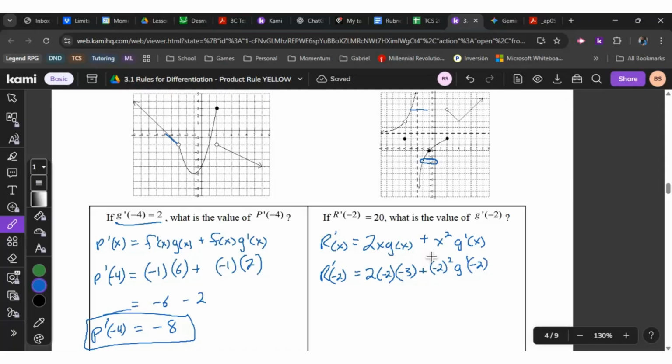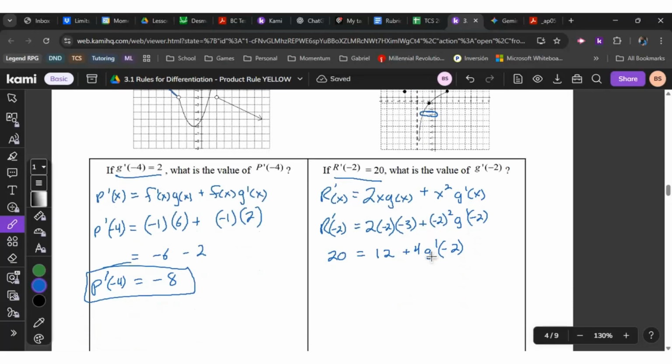Uh-oh. I can't find that, right? Because it's a curve. But they gave me this one. They didn't give me g prime of negative 2. They gave me r prime of negative 2. So this is 20. So 20 equals negative 12 plus 4 g prime of negative 2. Could I now solve for g prime of negative 2? Yes. Absolutely. So that's what I'm going to do.